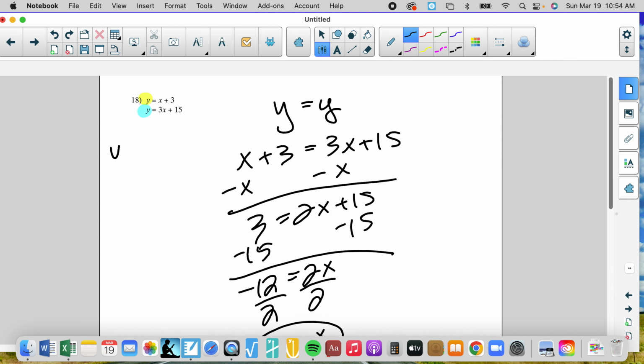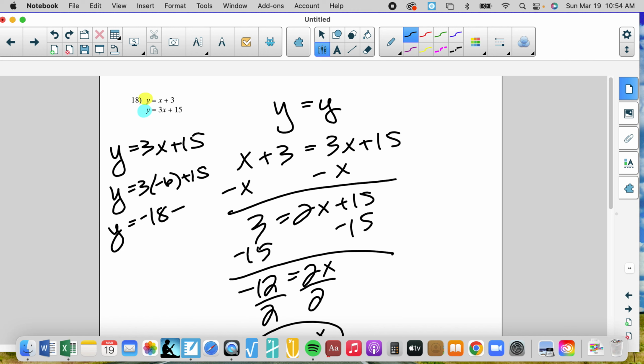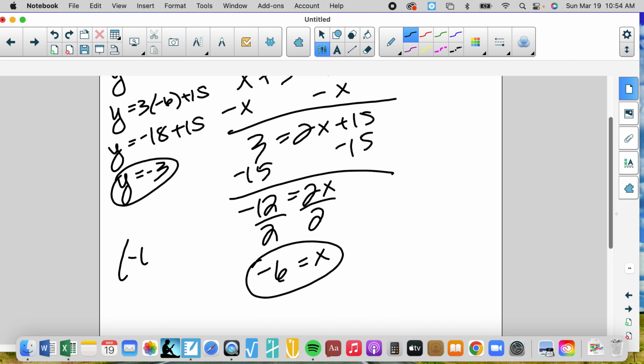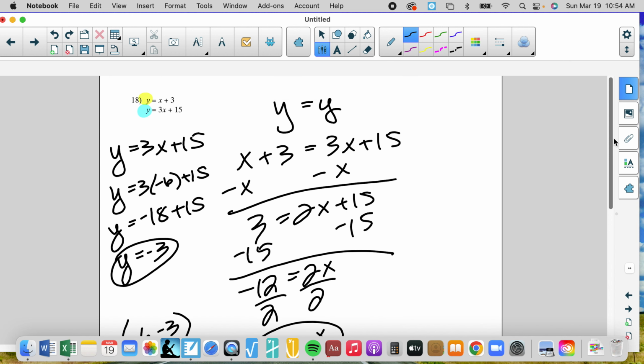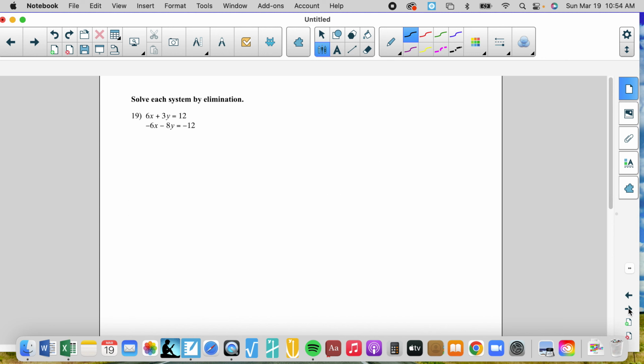Plug it in. Let's do the bottom equation this time. And my x value was negative 6. 3 times negative 6 plus 15. 3 times negative 6 is negative 18. Y equals negative 3. So we got a solution of (negative 6, negative 3). Let's plug it into the top equation. Does negative 3 equal negative 6 plus 3? Yes, it does.